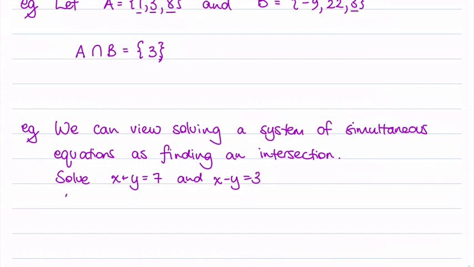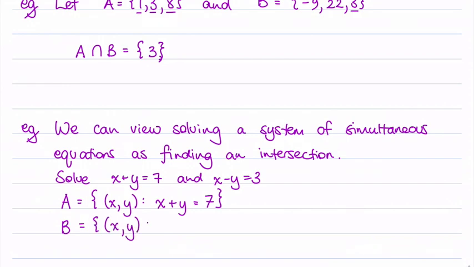So we're going to start by saying, let the set A be the set of all points (x, y) such that x plus y equals 7. So A is really just the straight line x plus y equals 7. And we're going to do the same thing for B, which is equal to the set of all points (x, y) such that x minus y is equal to 3.